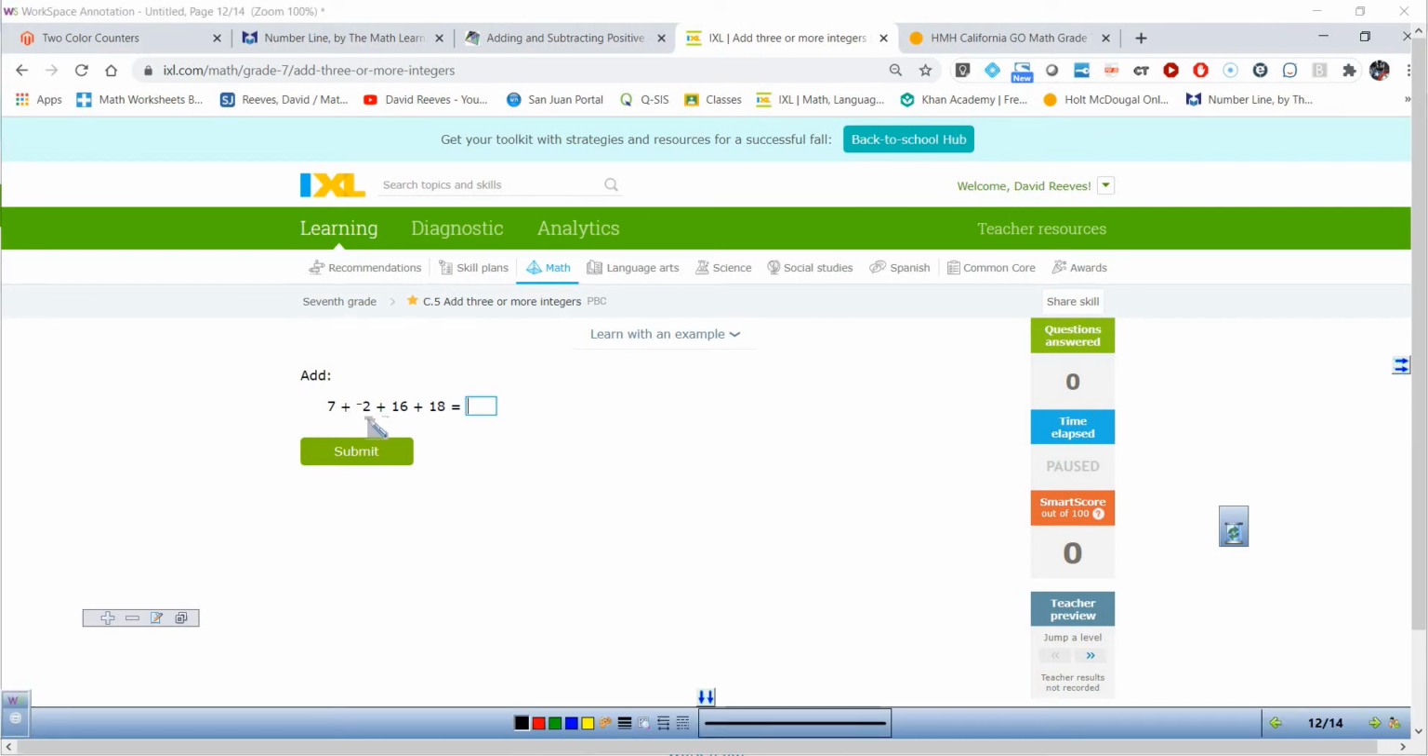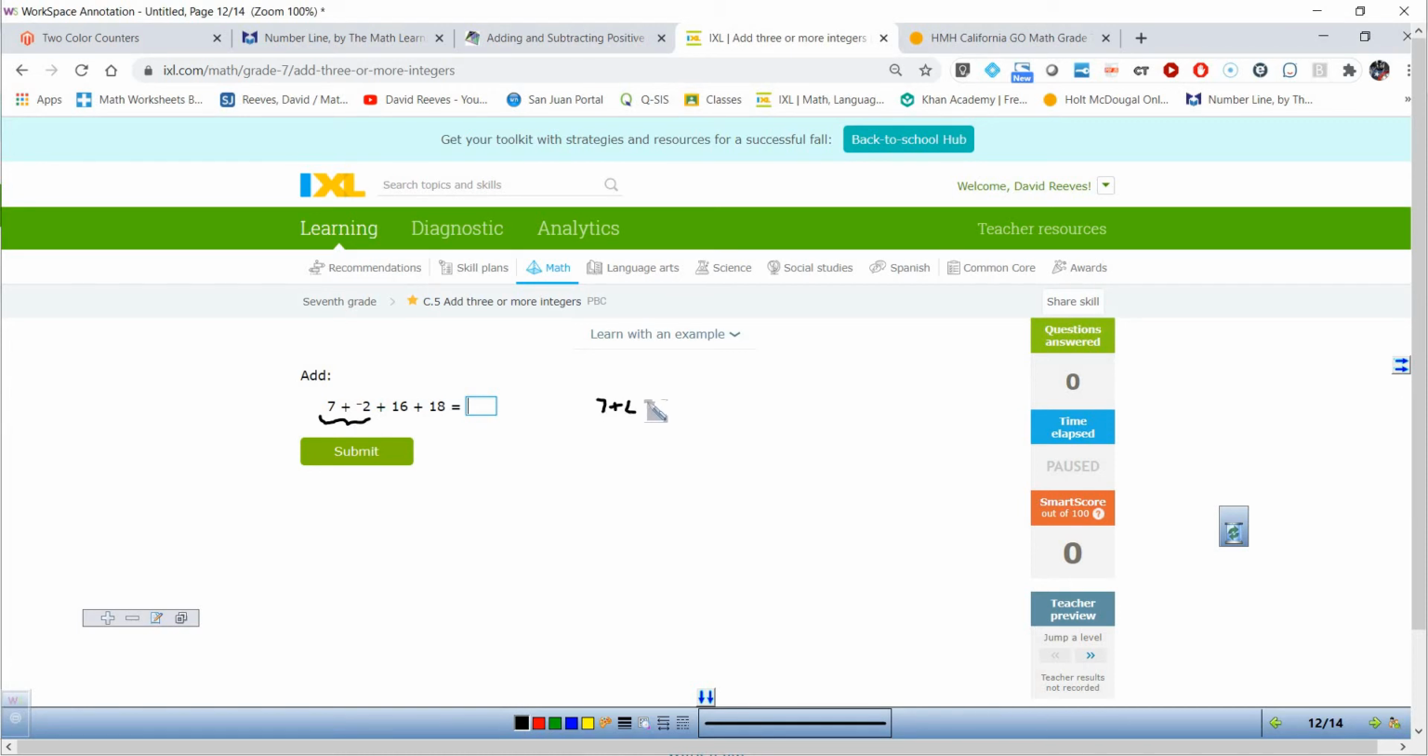Okay? All right, so let's take a look right here. We've got a positive 7 plus a negative 2 plus a positive 16 plus a positive 18. There's multiple ways to do this problem. You can just work from left to right because it's all addition, or you can group the numbers together and work in a different order, whatever is easiest for you. What I often do is group all of the positives together and all of the negatives together and then combine those two. For this first problem, though, I think I'll just work from left to right because there's just that one negative number.